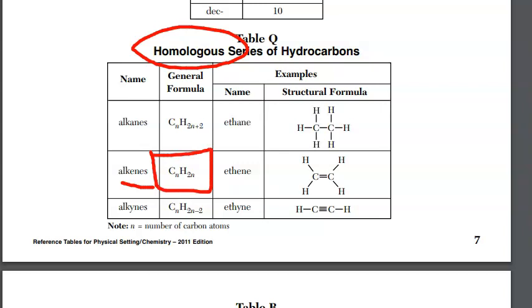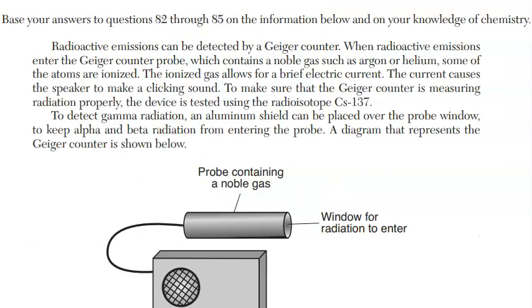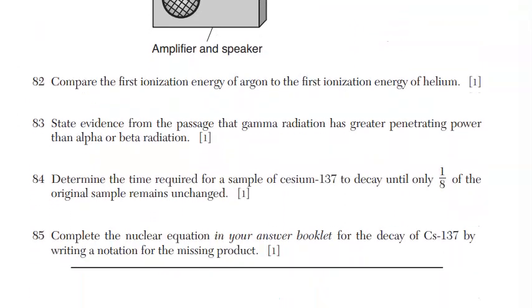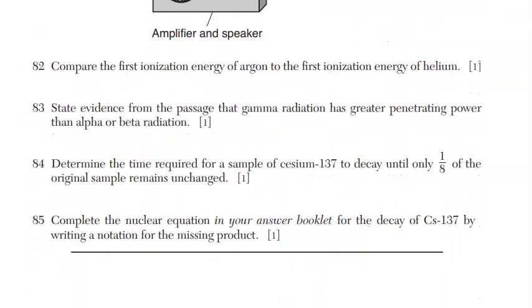Moving on. You have made it to the end, 82 through 85. Great job. Here we have a reading passage. We're dealing with nuclear chem, talking about radioactivity and Geiger counters and gamma radiation. We have a little picture here showing up, and then we have questions. So let's go to the questions. Now, what's totally annoying is question 82 has nothing to do with nuclear chem.